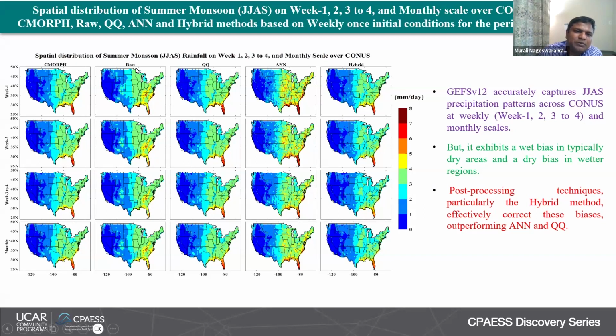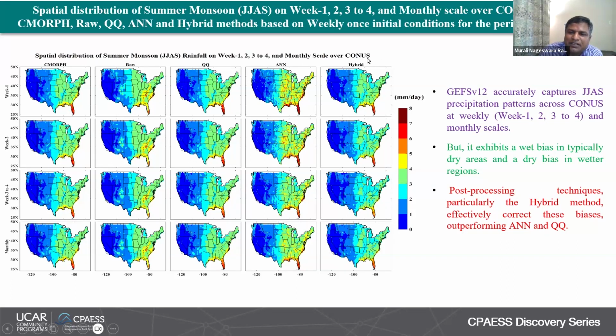And you can see the raw model itself is able to capture the spatial pattern. However, some dry bias is there in the wet regions and wet bias in the dry regions, which can be observed slightly, but pattern-wise it is good. But it is improved a little bit. It is improved in the Quantile-Mapping, with a reduction in the biases. But ANN enhances the bias in the positive direction.